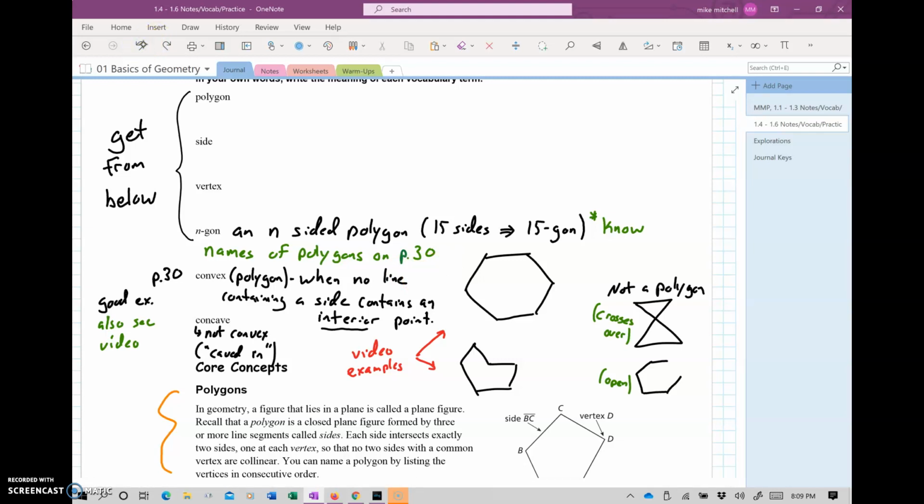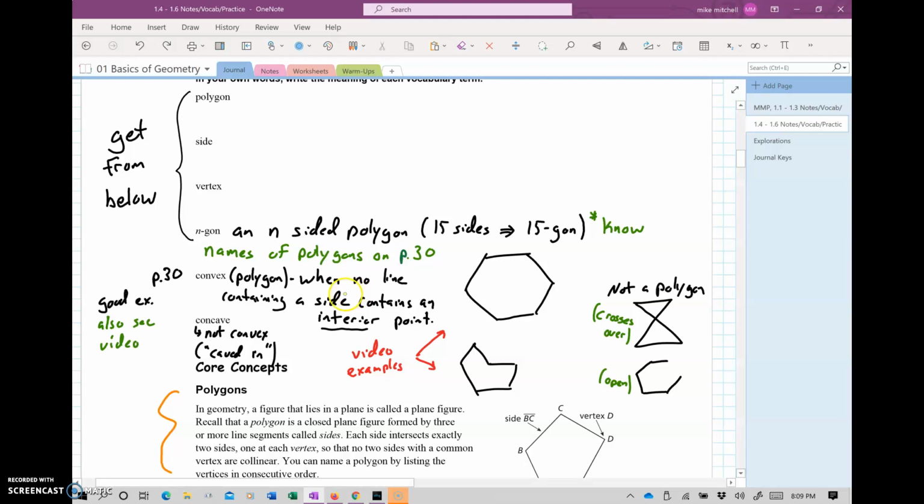So you need to know that a three-sided polygon is a triangle, a five-sided is a pentagon, 10 sides is a decagon, 12 sides is a dodecagon. All those names on page 30 you are expected to know and have memorized, so don't miss those.